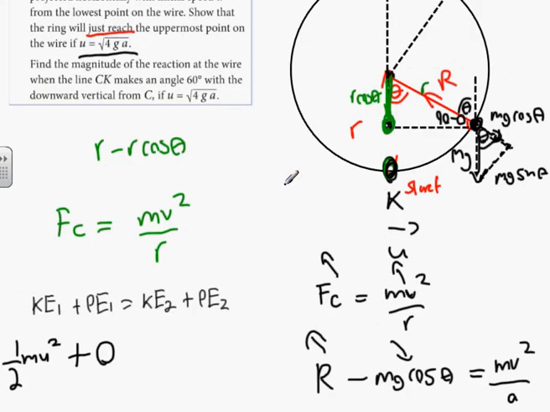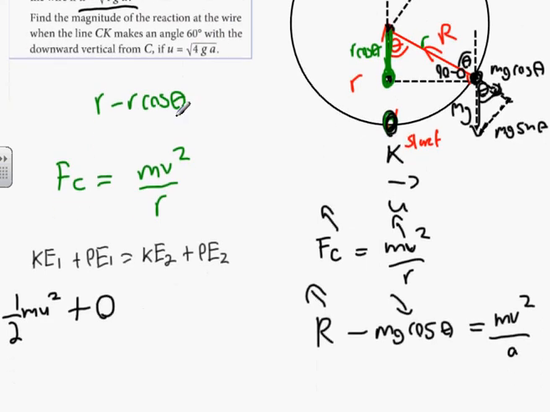Find the reaction, magnitude and direction, of the wire when it makes 60 degrees with the downward vertical, if u squared is 4ga. It tells us the u value. Everybody got that? U value is in play. So if u squared is 4ga, the 4ga is in play. So we have m times 4ga. Potential energy is still 0.